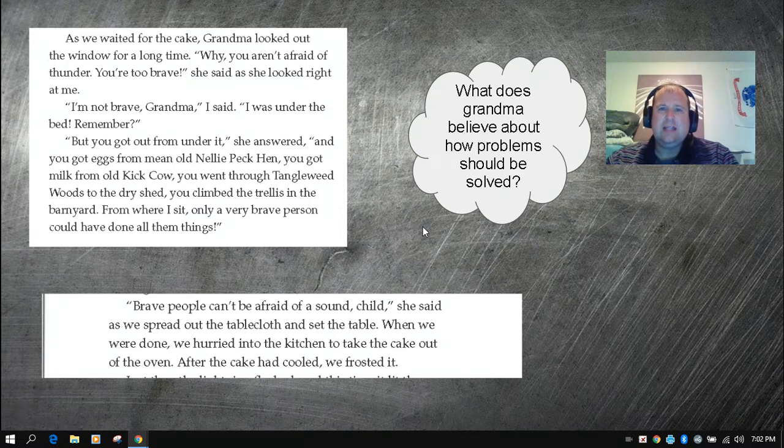She was able to go get the eggs from old Nellie Peck Hen. She got milk from the kick cow. So Grandma was really telling her that I've witnessed this. I've seen you do this, so I know that you're brave. So from Grandma's point of view, she uses observations to help her solve her problems. And I bet you had some other ideas too. Be ready to share that with your teacher today.